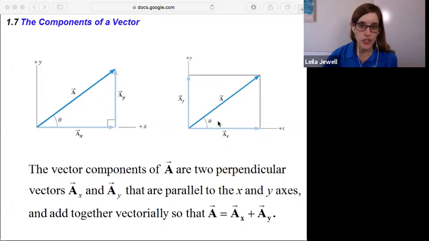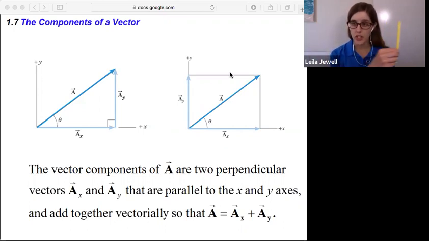But it's just as accurate to draw it with both of them on the axes, because we can shift these freely. That doesn't actually change the vector as long as the orientation stays the same. So as long as we aren't changing the orientation of being up or down or changing the length, then we're free to shift them like so. And added vectorially, the overall vector A is equal to A sub X plus A sub Y.